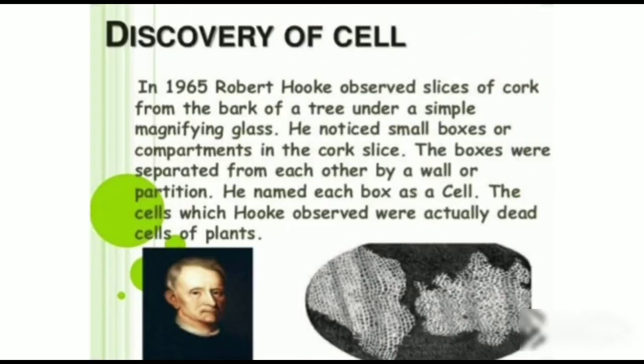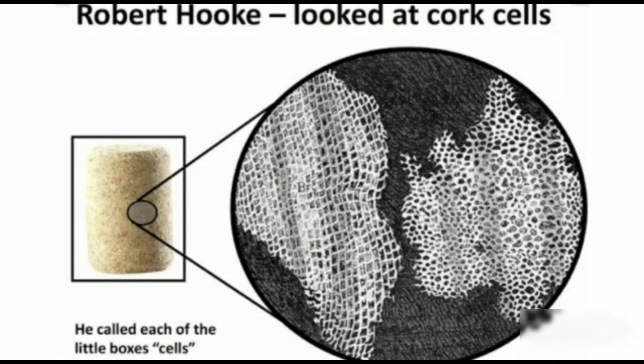Let us know about the discovery of the cell. The discovery of the cell by Robert Hooke was a milestone in the history of science. He performed different experiments on thin slices of cork and matchstick. Let us know one of the experiments made by him. In the year 1665, Robert Hooke, a British scientist, observed a thin slice of cork under a simple magnifying device which he had made himself.